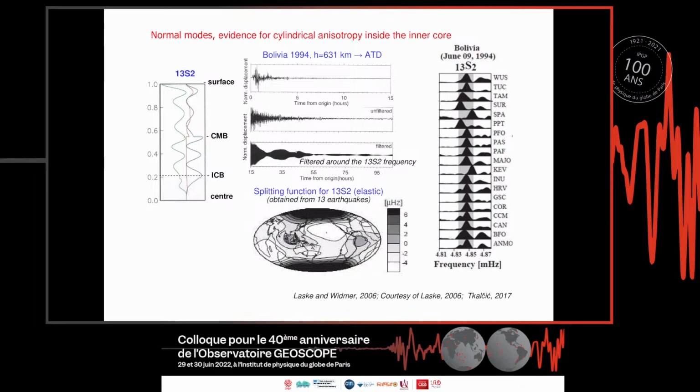And finally, here is a splitting function of this mode, not only for this earthquake, but for a stack of several earthquakes. And what is absolutely clear is that you have a latitudinal pattern, which has been interpreted as due to anisotropy inside the inner core. So you have an anisotropy with a fast axis parallel to Earth's rotation axis.